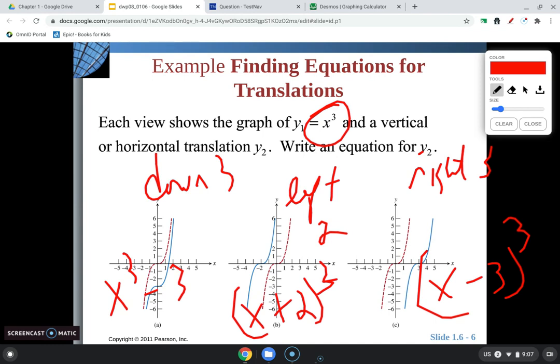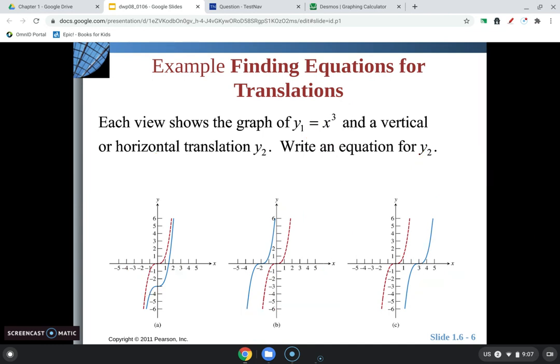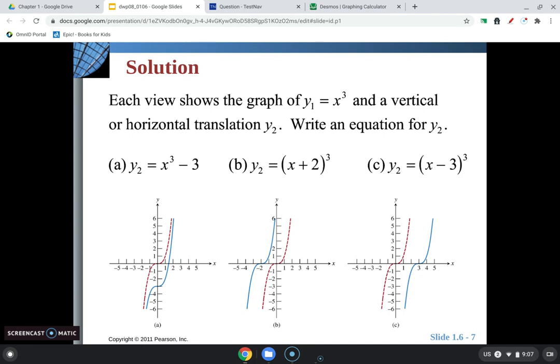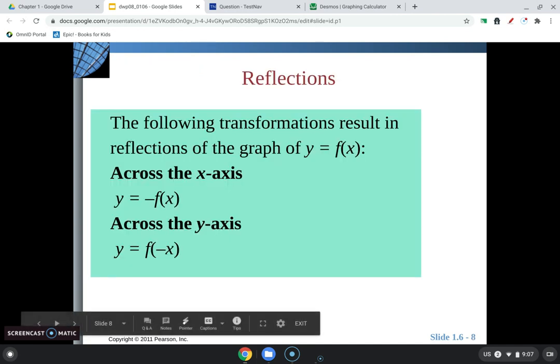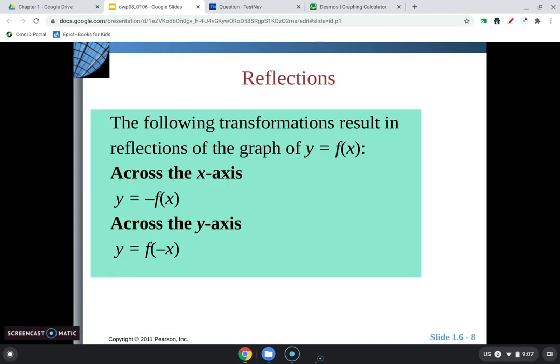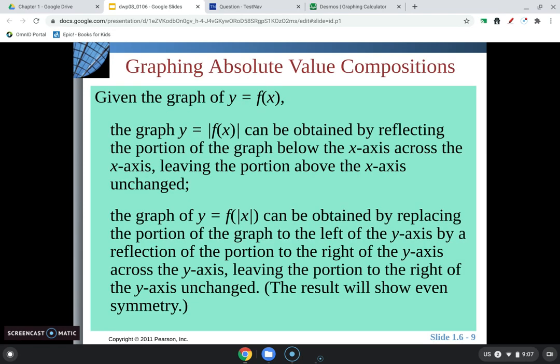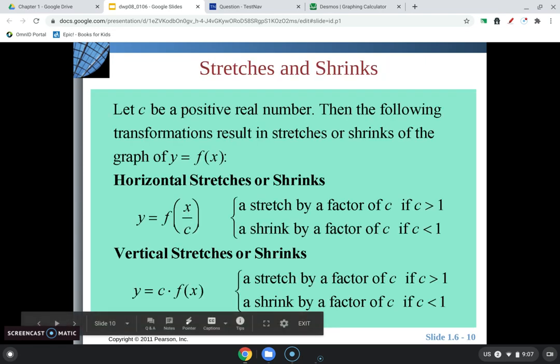Okay, so remember, in the parentheses horizontal, out vertical. So there they are. All right, reflections. If you put a negative out front, that's going to reflect it across the x-axis. If you put a negative in front of the x in the parentheses, that's going to reflect it across the y-axis.